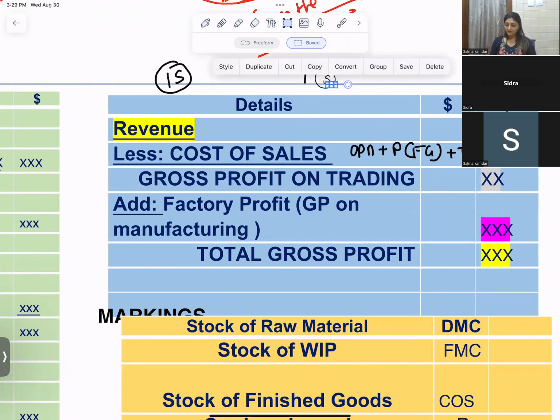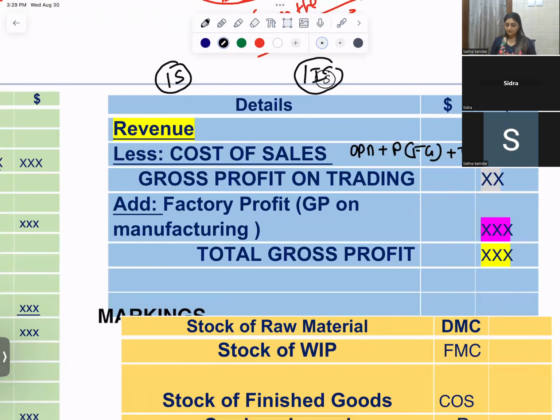Can you give the format of the income statement, please, again? Revenue less your cost of sales, which is opening inventory of finished goods plus purchases of finished goods, plus the transfer value to the income statement, subtract the closing inventory of finished goods, which will give you your gross profit on trading. Then you'll add the factory profit from the manufacturing account to the income statement again. Adding both gross profits will give you your total gross profit. And if there are any expenses, you subtract them and get your profit for the year.